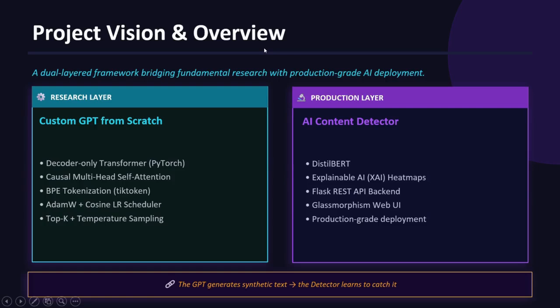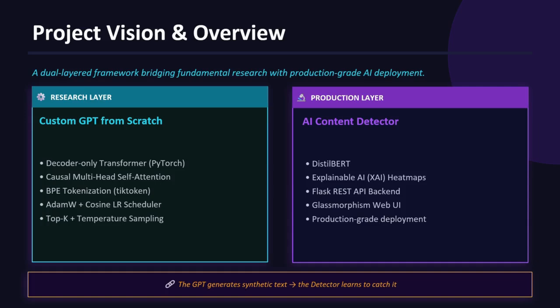So when coming to the introduction, this project is divided into two layers mainly. The first is a research layer where I implement a GPT model from scratch using PyTorch, which has causal multi-head self-attention, and tokenization is also done, and optimization using the AdamW optimization technique.